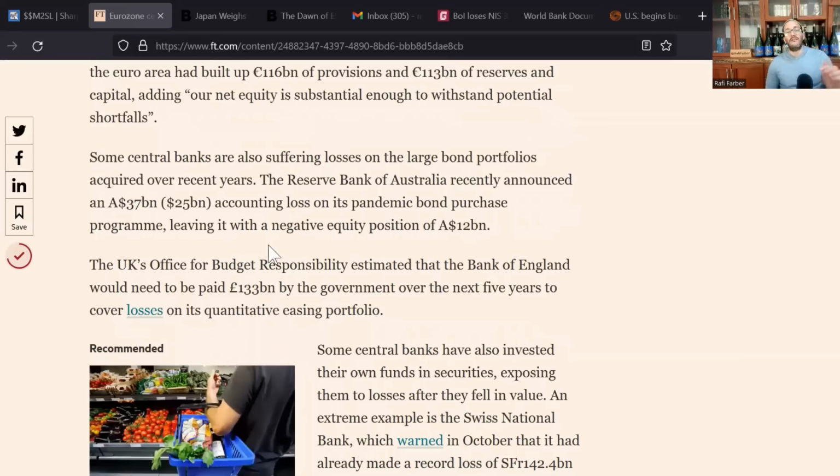And here we have the Bank of Australia. The Reserve Bank of Australia recently announced a 37 billion Australian dollar, 25 billion American dollar accounting loss on its pandemic bond purchase program, leaving it with a negative equity position of 12 billion Australian dollars.